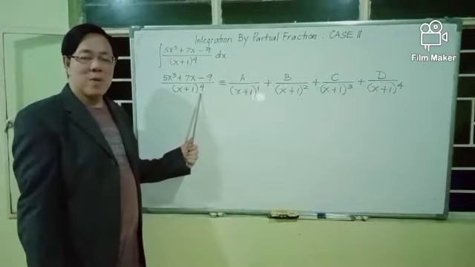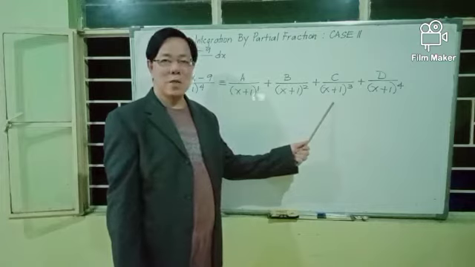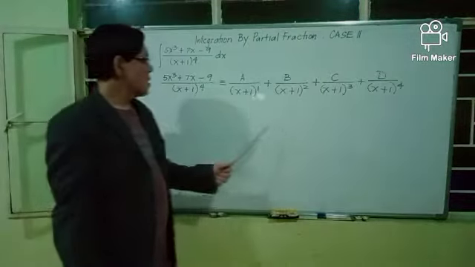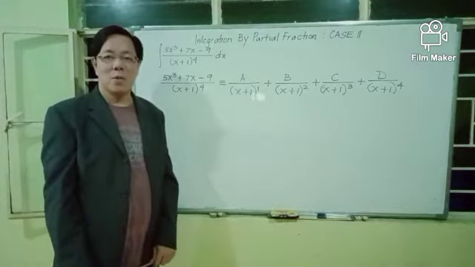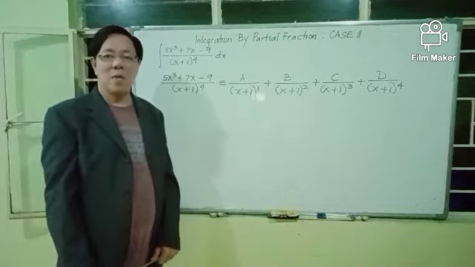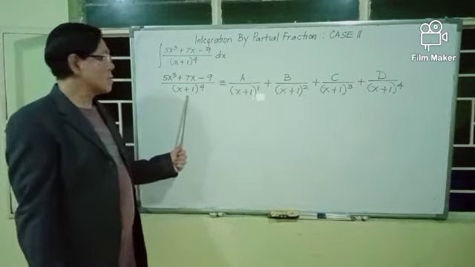If the exponent of x plus 1 is 3, then we will have only up to this term, C over x plus 1 to the power 3. And as in case 1, the next step is to remove the denominator by multiplying both sides of this expression by the LCD. And the LCD is x plus 1 to the power 4.